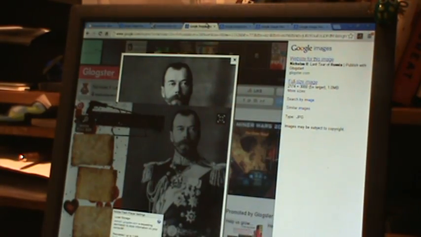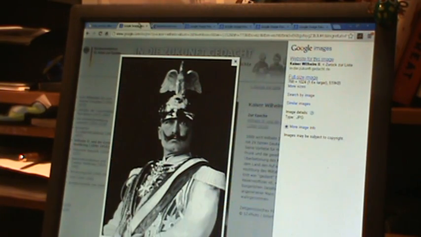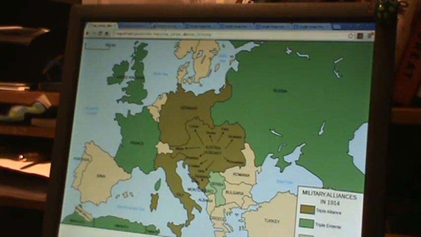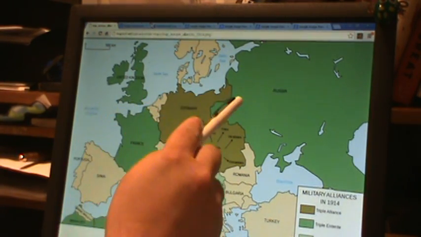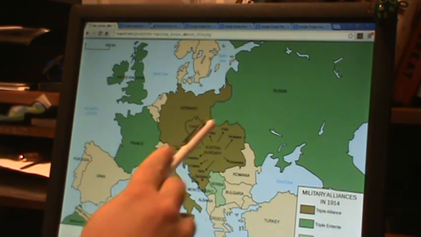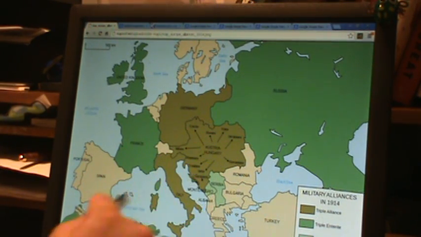In 1914, it was ruled, there he is, by Kaiser Wilhelm II with his funny hat. He was a young, impetuous character who ruled over the strongest country in Europe, a unified Germany.